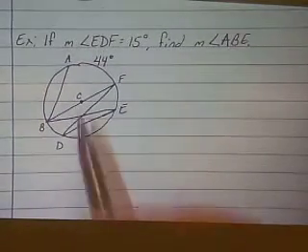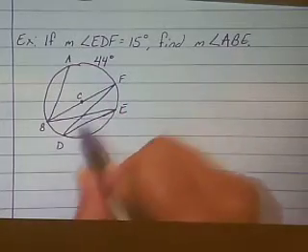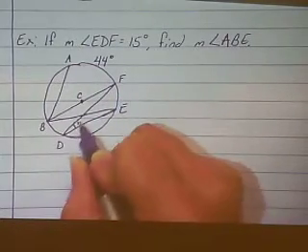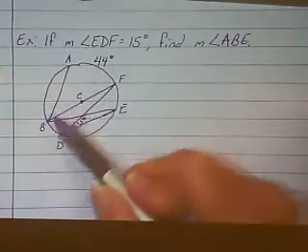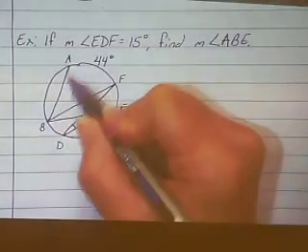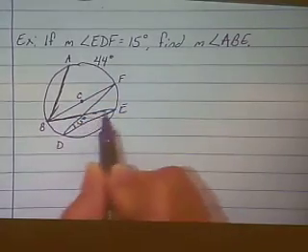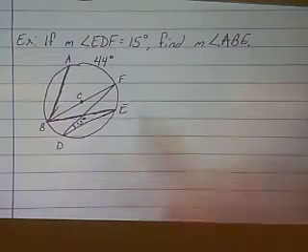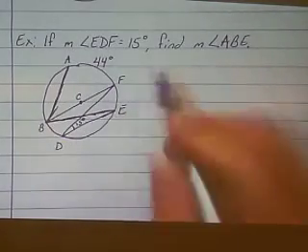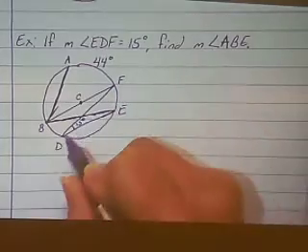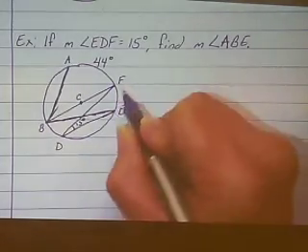If the measure of angle EDF is 15 degrees, find the measure of angle ABE. So we are looking for this. Right here we know that this is an inscribed angle. Because this is an inscribed angle, we know the arc FE is 30 degrees.